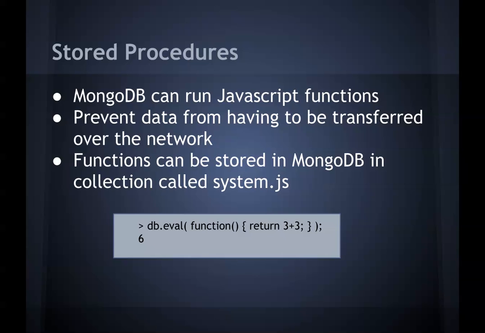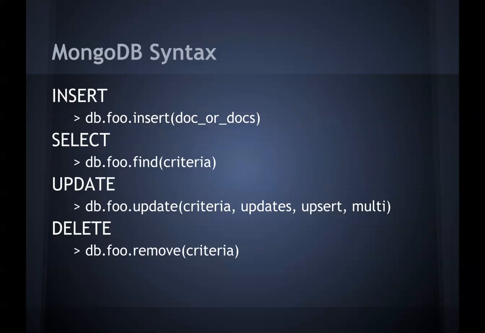The functions can be stored in a collection called system.js for future use. And here is a pretty simple call of what that looks like. That call is from the Mongo shell. So the syntax, you can see the inserts. It's the database, whatever database you decide to use, it's the collection name, and then it's whatever method you're looking to use.